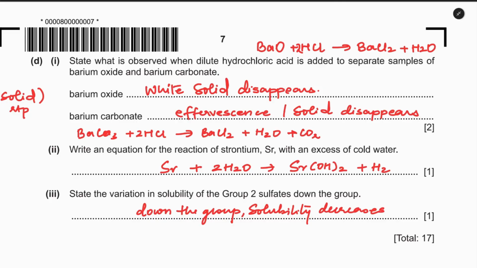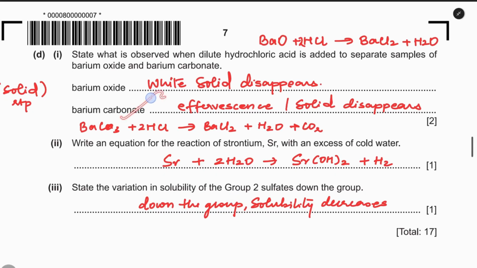All right, now when we observe the same thing with barium carbonate, along with the dilute hydrochloric acid, we're going to get barium chloride, H2O plus carbon dioxide. Why? Because our anion is the carbonate. Whenever we have a carbonate, for sure carbon dioxide will get released. So carbon dioxide will get released in the form of what? A bubbling effect, or you can say effervescence, or you can also say the solid disappears. All right, and this will give you 2 marks.